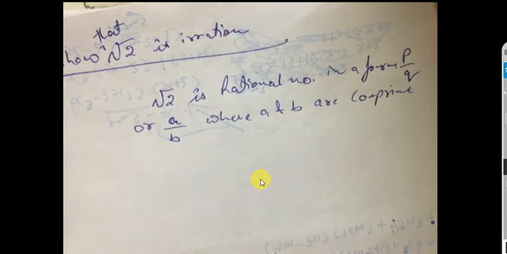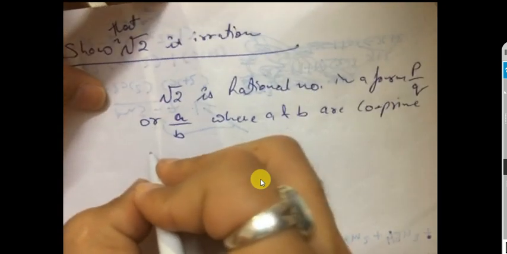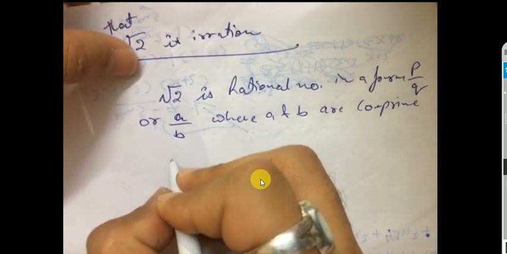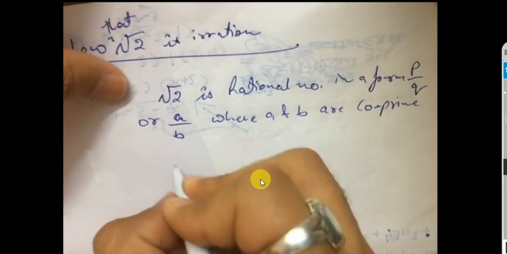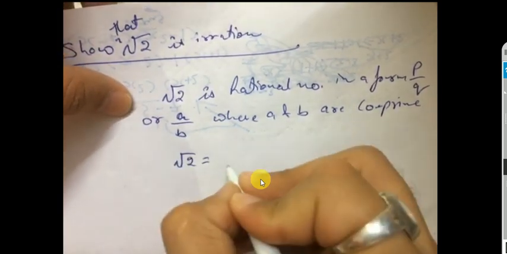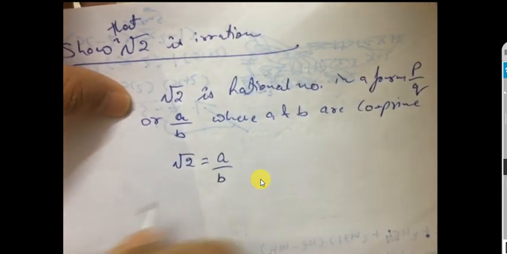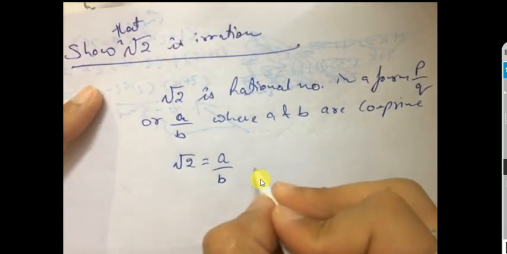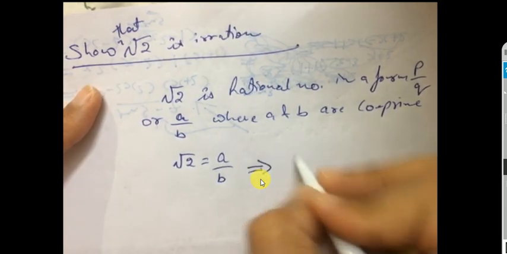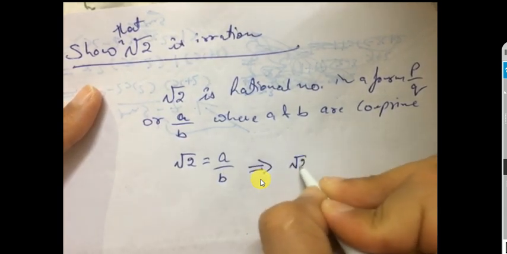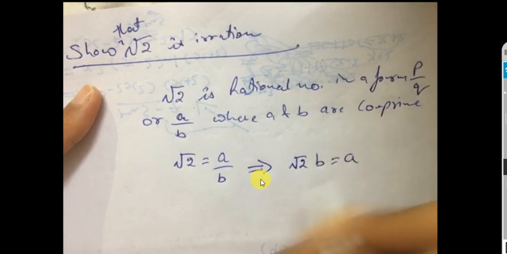Co-prime means they do not have any other common factor except 1. Now how will we write this out? According to the arithmetic algorithm, root 2 will be equal to a upon b. Further we can write it as root 2 into b equals a.